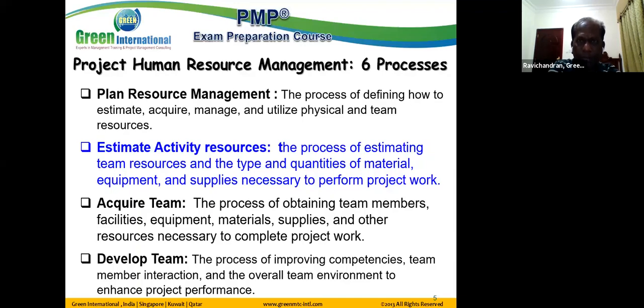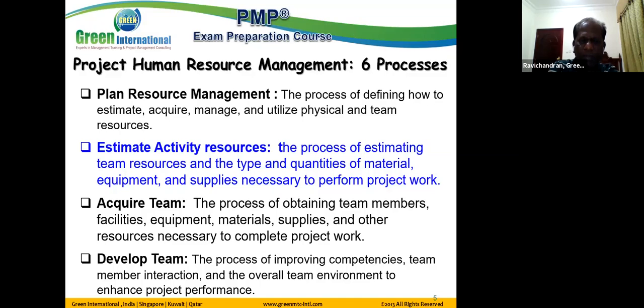How we are going to acquire them, how we are going to manage them, which includes human resources as well as the physical resources. How we are going to control the physical resources utilization, how efficiently we will be able to utilize the physical resources, which comes under the control resources process. Basically, we are thinking about the management of all the resources, which includes human resources and physical resources throughout the project life cycle. And that's what we are thinking under the resource management plan.